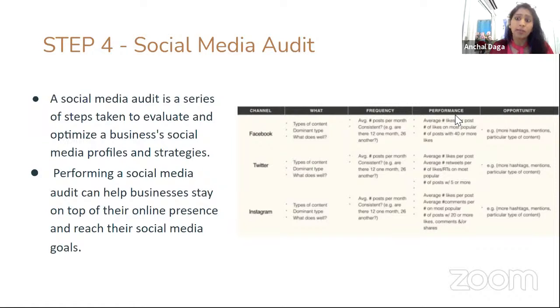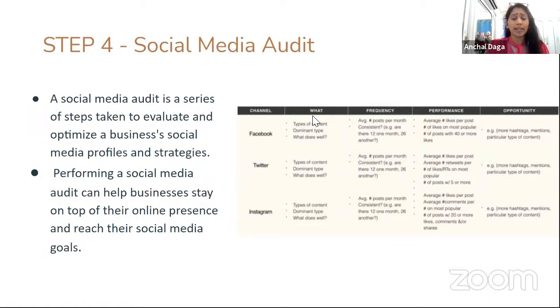All right. So I have given a simple table for how you can do a social media audit. First of all, you list down the channels that you want to stay active on, be it Facebook, Twitter, or LinkedIn, or whatever. Then you write what kind of content does well there according to your channel. What is dominating, what is doing well, and then also list down the frequency. How frequently are you posting it? Is it once in a week? Is it once in a month? Or is it once in 2 months?